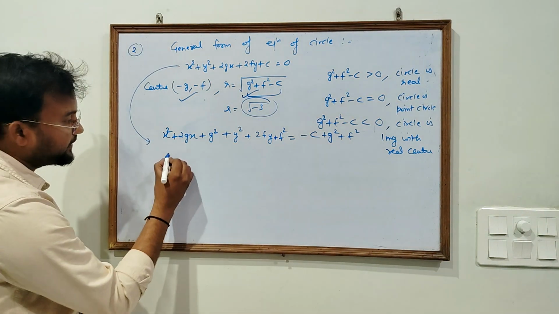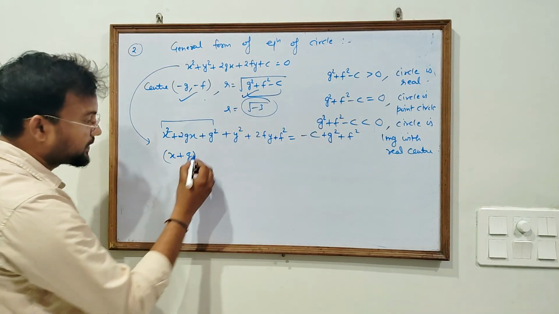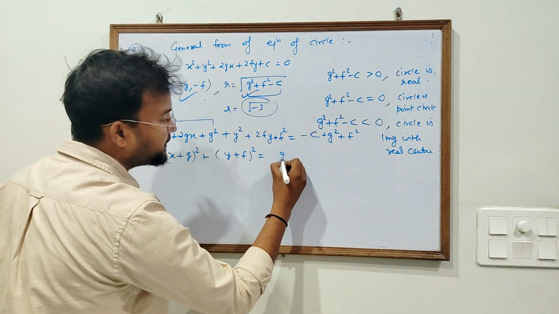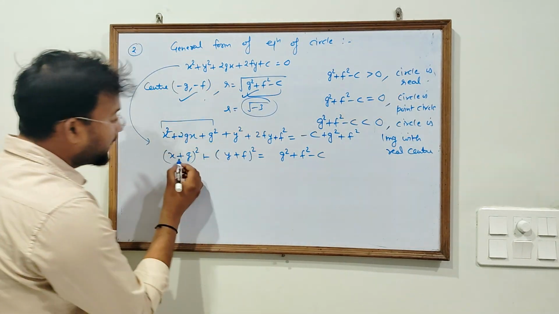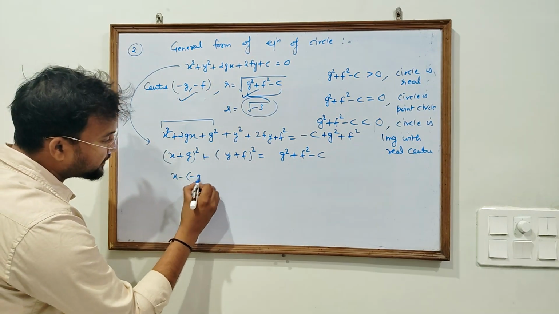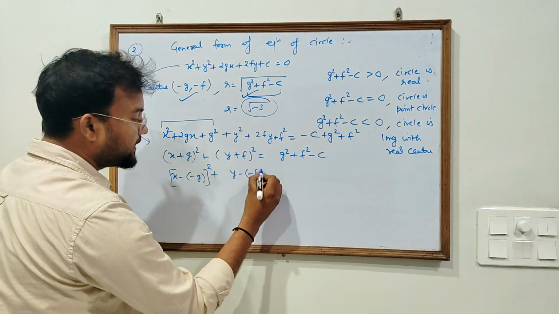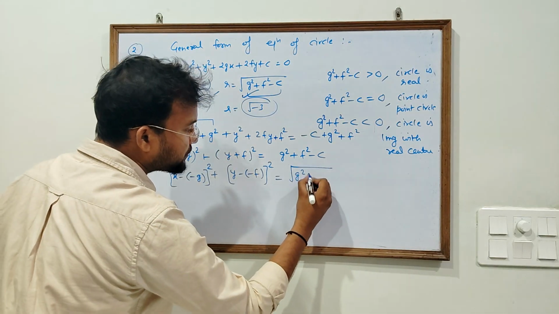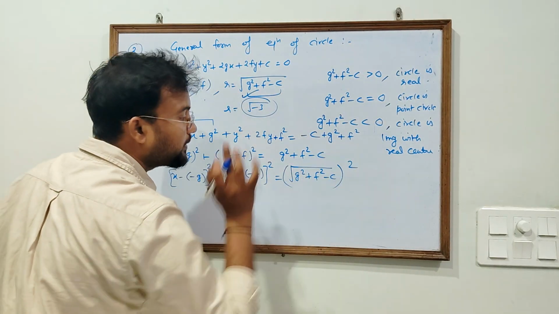So if you look at this, it becomes x plus g whole square by taking these three terms. And this becomes y plus f whole square, and this would be g square plus f square minus c. I have written it in order, right? Now I can say this would be x minus minus g whole square plus y minus minus f whole square equal to root of g square plus f square minus c whole square, because root and square will cancel out.